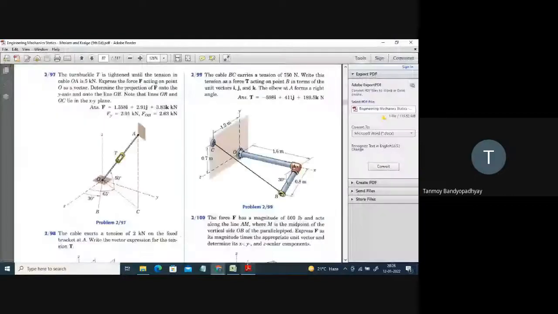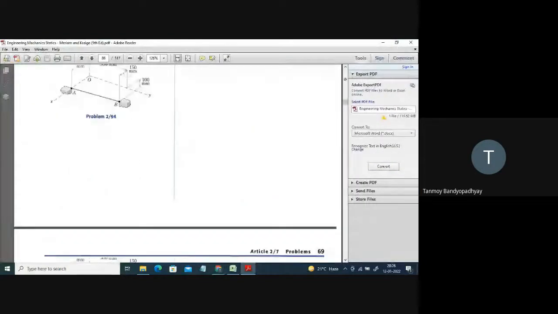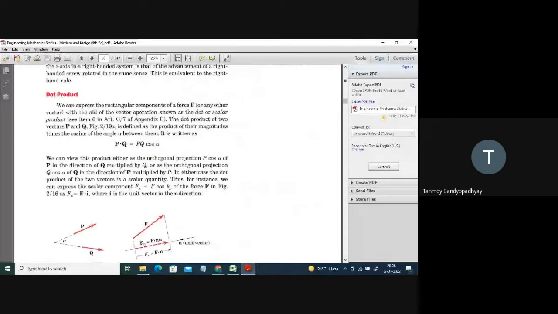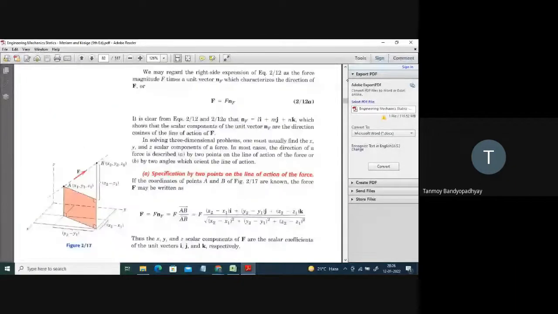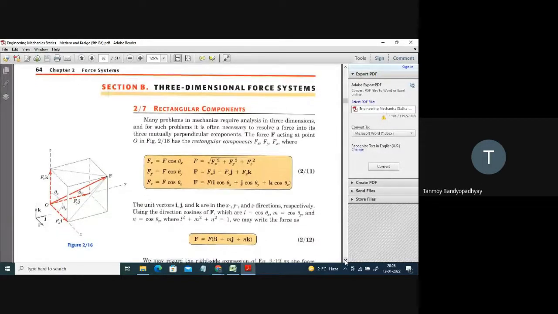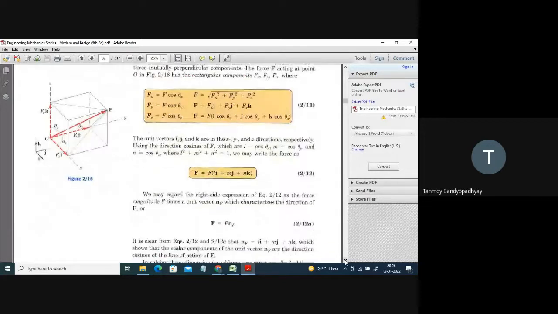This problem. So let me initially just... I had done the derivation in class previously, when I had a discussion on all those things. You can see that there is a 3D force system, where you will have a parallelepiped and there is a force.